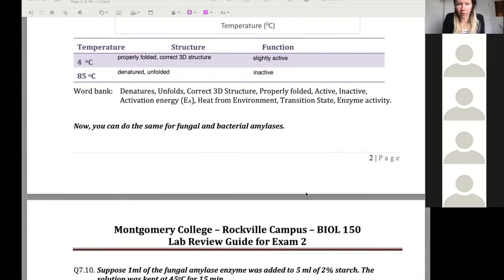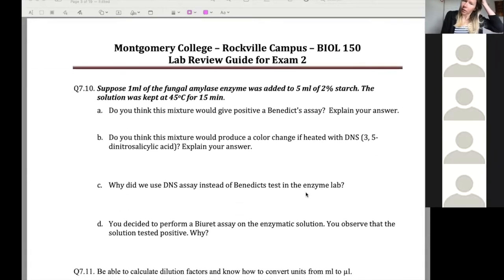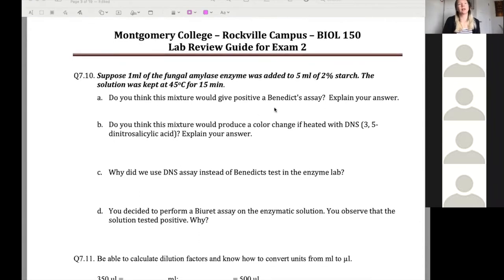All right, so let's scroll on down to page 3. If we had 1 milliliter of the fungal amylase enzyme and added it to 5 milliliters of a 2% starch solution, and then we held this mixture at 45 degrees for 15 minutes, do we think that the mixture would give a positive Benedict's assay? Yes. Okay, yes. Why would it give us a positive Benedict's? Because the maltose will produce starch. Right, because the amylase would turn the starch into maltose.